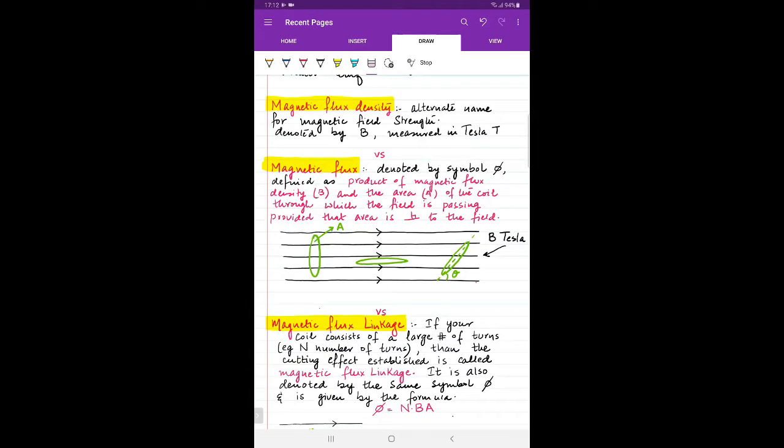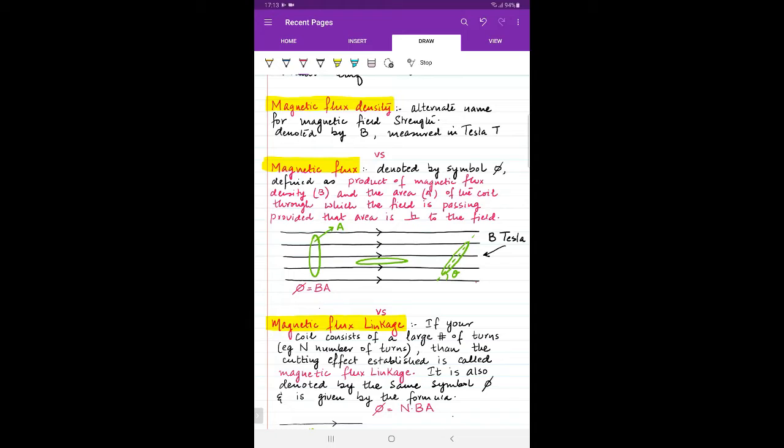In this magnetic field, I have positioned an area. The area is the green colored portion. That area is denoted by the symbol A. So based on the wordings, magnetic flux phi is defined as the product of the field strength B and the area A through which the field lines are passing, provided that the area is perpendicular to the field. So in the first layout, the magnetic flux phi, based on the definition, can be written as B times A.